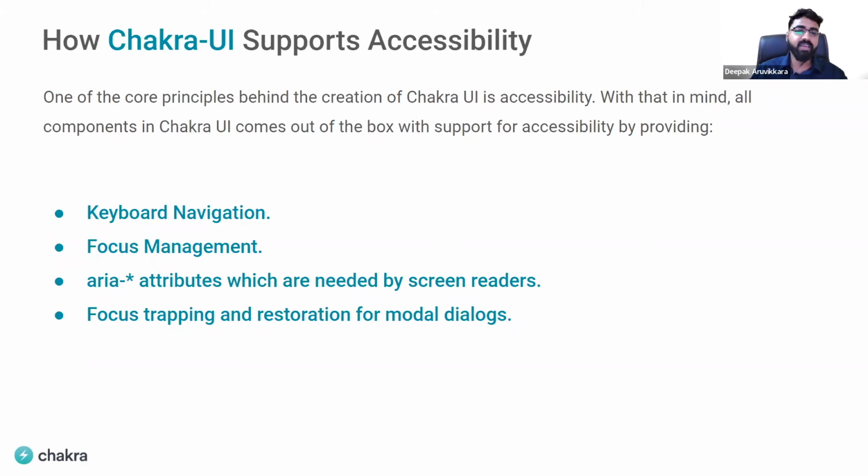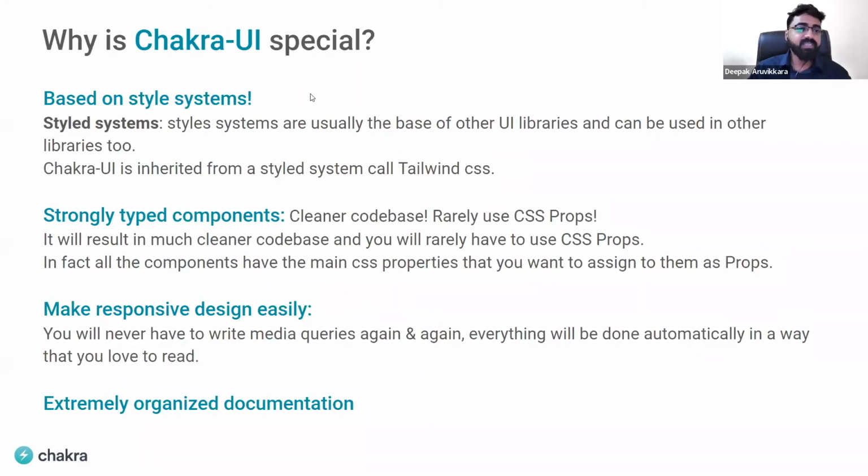We can create a component with accessibility, for example, by using aria-label. Then a screen reader can read the text we have provided in that attribute, so visually impaired people can access the website easily. Then there is focus trapping and restoration in modal dialogues. If we open a modal, we can have focus on the close button and the focusable elements in that modal. Then, why is Chakra special?